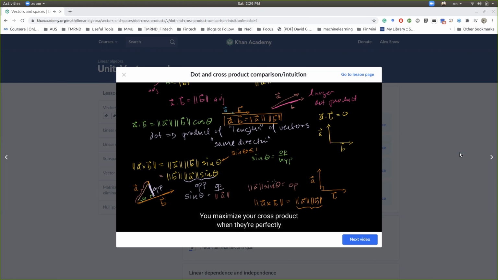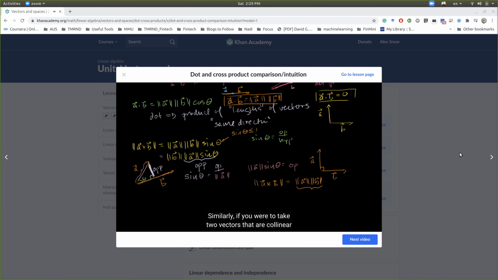You maximize your cross product when they're perfectly perpendicular to each other. And just to make the analogy clear, when they're perpendicular to each other, you've minimized, or at least the magnitude of your dot product. You can get negative dot products, but the absolute value of your dot product is minimized when they're perpendicular to each other.